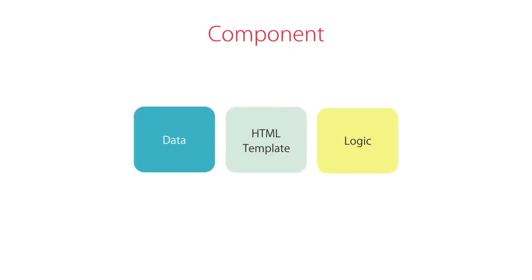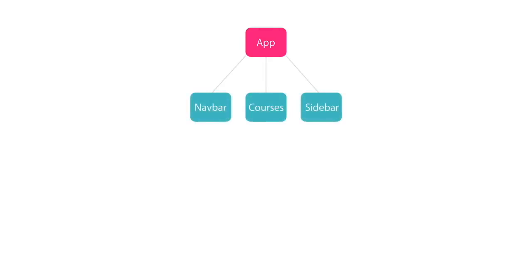So once again, a component encapsulates the data, the HTML markup, and the logic for a view, which is an area of the screen that the user sees. Every application has at least one component which we call app component or root component. A real-world Angular app is essentially a tree of components starting from the app component or the root component.